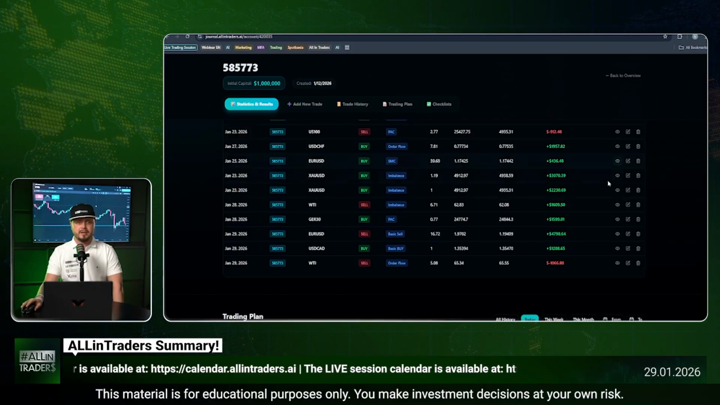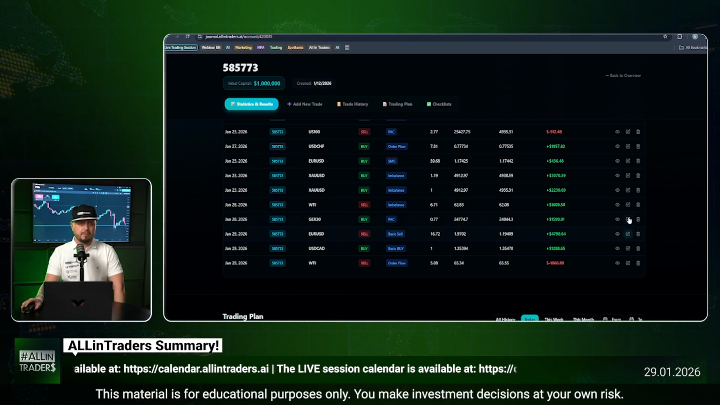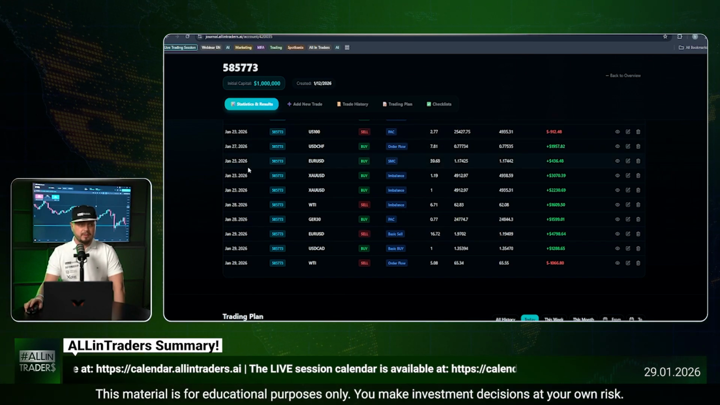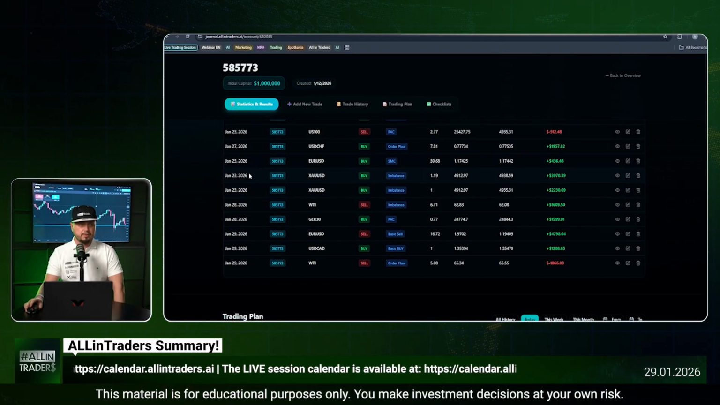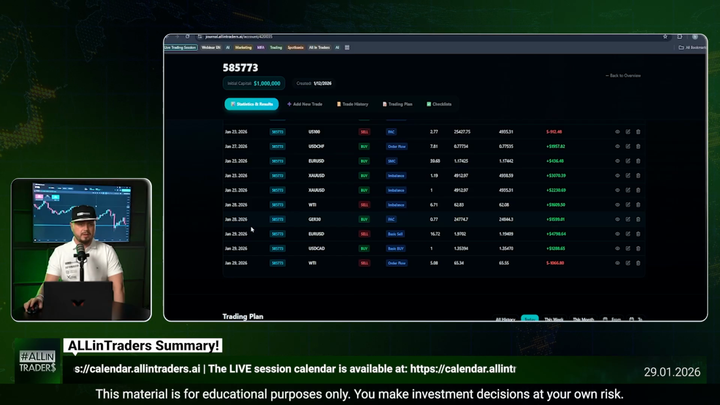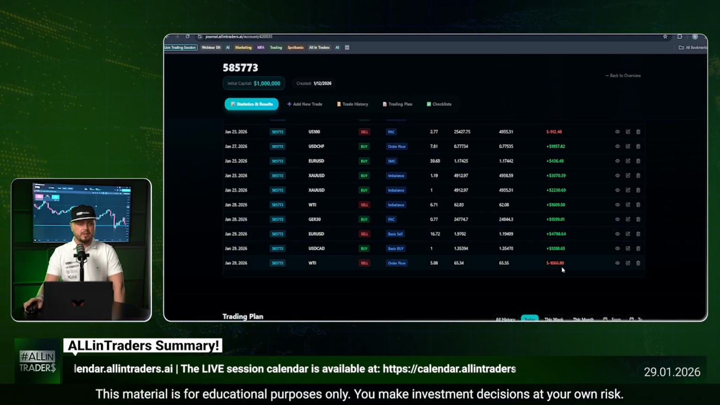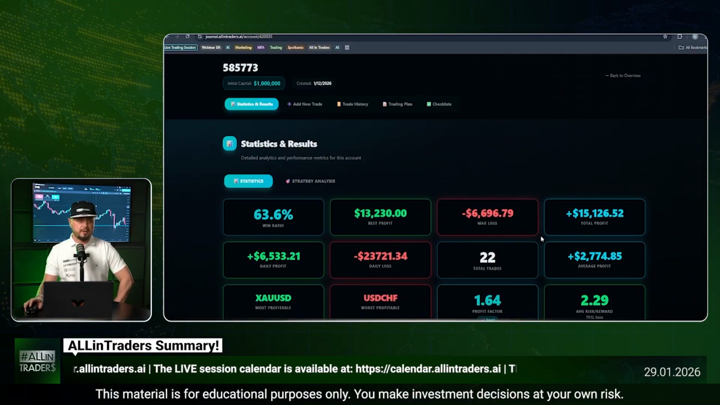So guys, this week, every single day we ended up with profits. You can see these trades, 27, 28, 1, 2, 3, 4, 5 trades in a row take profits, and today we hit one stop loss. So I think this is pretty amazing.